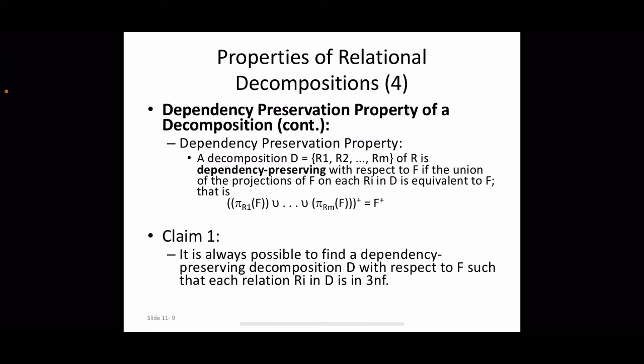And the claim here is that it is always possible to find a dependency preserving decomposition D with respect to F such that each relation Ri in D is in 3NF. Such a decomposition is always possible, that is a claim.